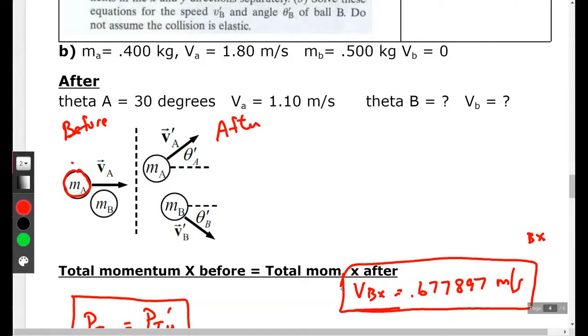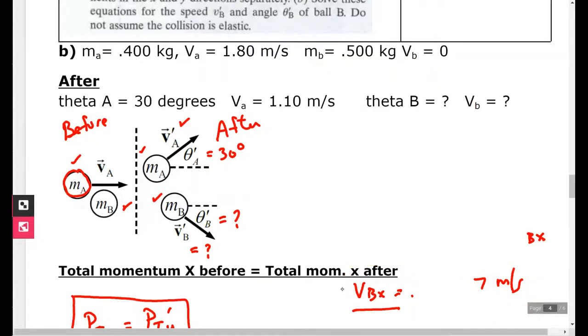What do we know? Turns out we know the mass of both balls. We know the mass, of course, afterwards. We know the velocity of A after, and we even know the angle, 30 degrees. We don't know the velocity of B, the VB prime, which is the velocity of B after, nor do we know the angle after. Let me clean this up a little bit.